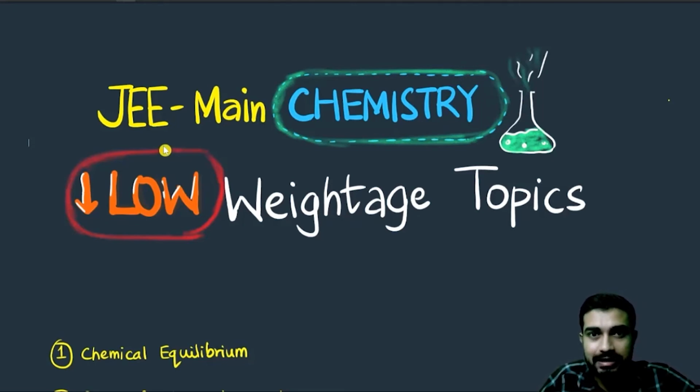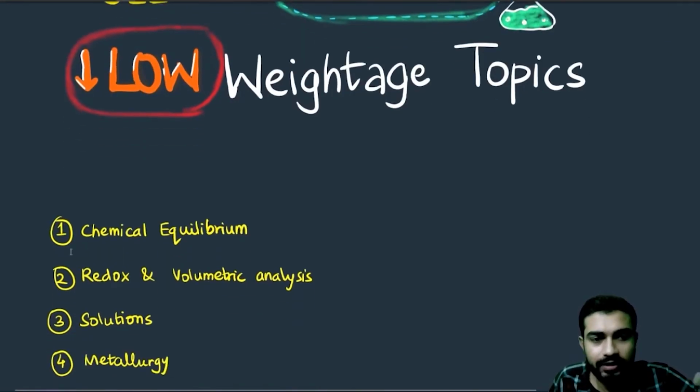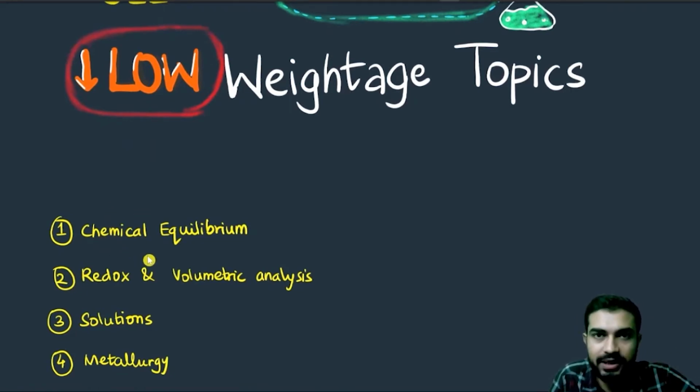Just keep a note of these topics. Although the weightage fluctuates year by year, more or less this is based on an average analysis of the papers over the years. So without any ado, let's start with this. First we'll talk about the topics. First is chemical equilibrium. Then we have redox and volumetric analysis.